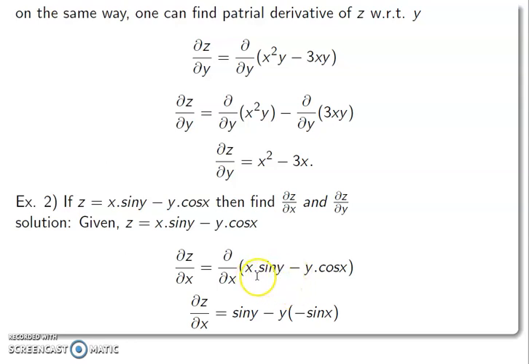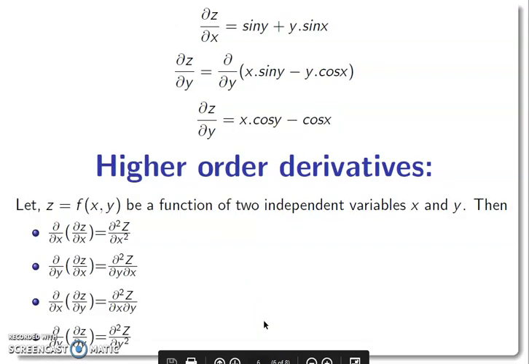Now differentiate x sin y with respect to x. The derivative of x is 1. Sin y will be as it is, only sin y. Minus, y is a constant term, keep it outside. Now the derivative of cos x is minus sin x. I have written the bracket so that there will be no confusion, because the derivative of cos x is minus sin x. So minus into minus becomes plus. So dou z by dou x is sin y plus y into sin x.